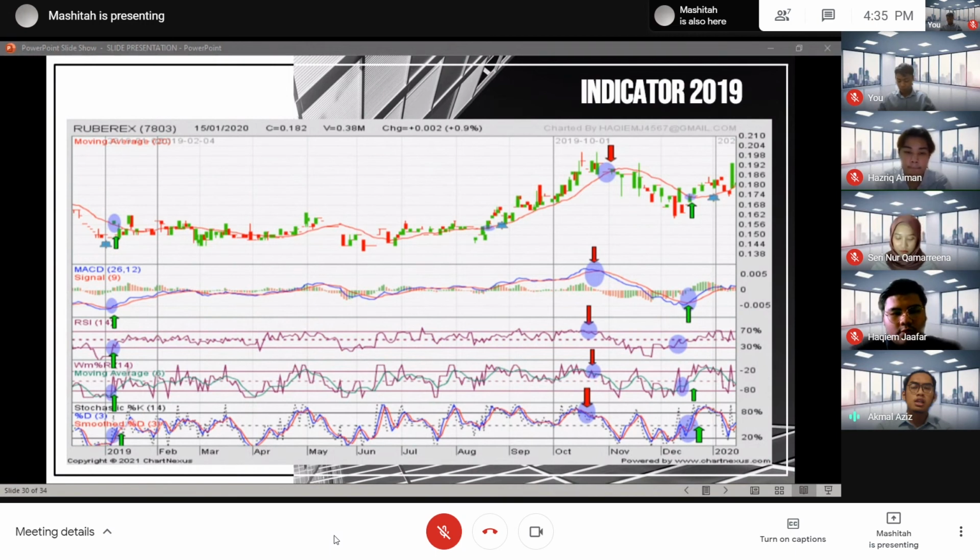Besides that, the buy signal started to occur after the price drastically fell. All the indicators also show the buy signal, but the RSI indicator doesn't show any buy signal. Moving on to the next slide.